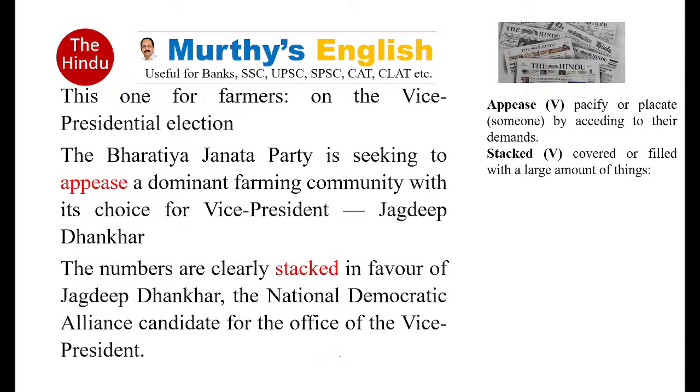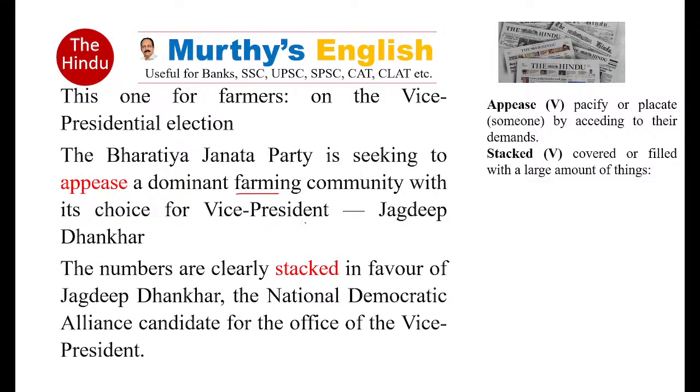Now, as I said, this editorial is all about vice presidential elections. How does it start? This one for farmers on the vice presidential election. This one means they have chosen the ruling party, the party BJP has chosen a particular candidate. Regarding that, this one for farmers, then the editorial explains why. What is the main idea of this editorial? The Bharatiya Janata Party is seeking to appease a dominant farming community with its choice for Vice President Jagdeep Dhankar. The main idea, the BJP is trying to appease the farming community or the farmers.